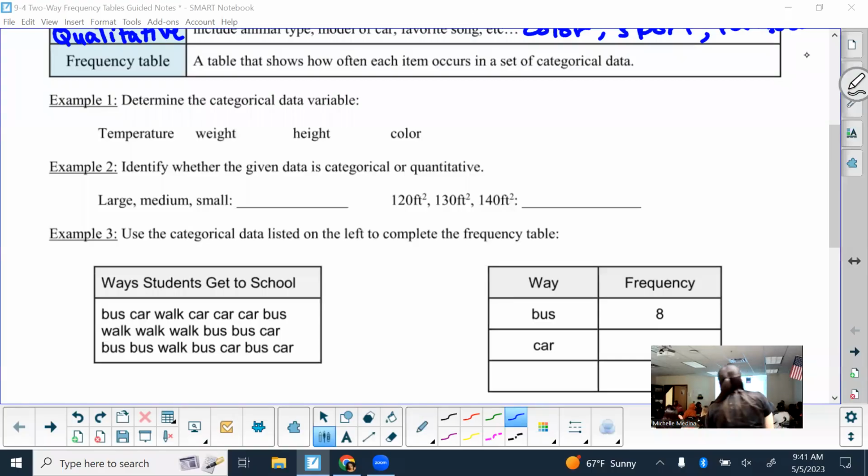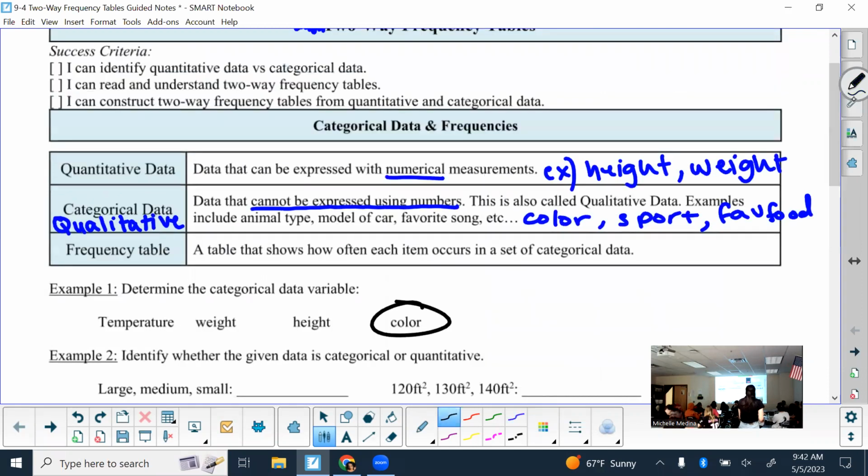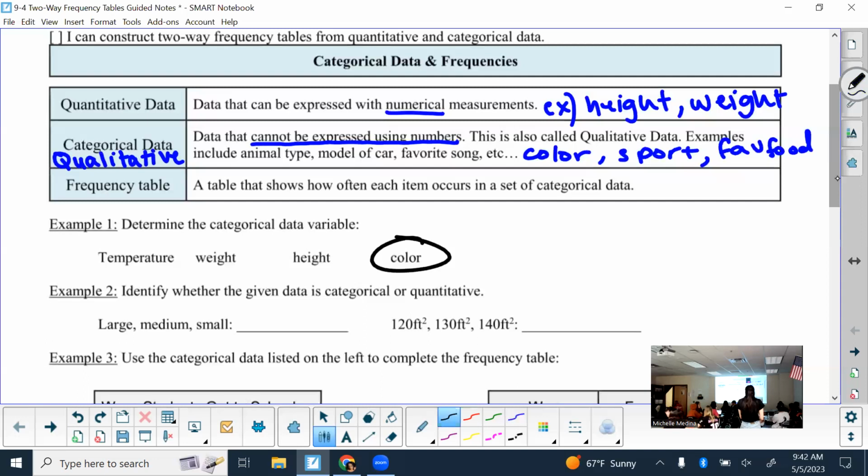Okay, table 1, example 1. Which one is the categorical data? Color. You guys did happen to say it earlier when we went over the vocab. My first hour said some more funny responses, right? That were different than what's down here. But as long as you understand, categorical means not a number. So is there any other categorical data? No, the rest are all numbers. Temperature, weight, height. Good.